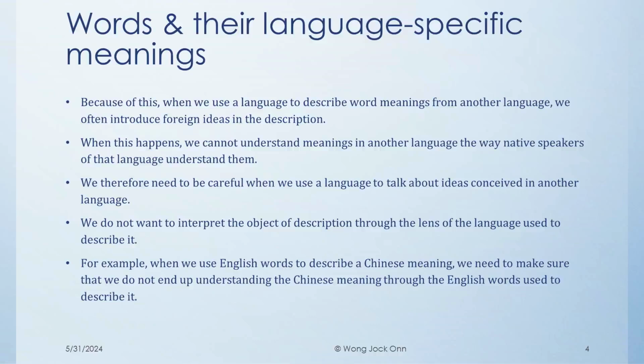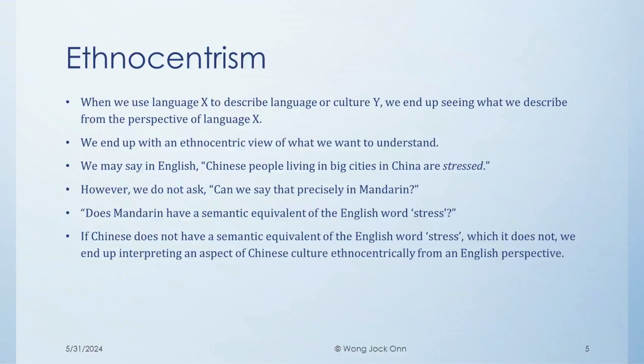For example, when we use English words to describe a Chinese meaning, we need to make sure that we do not end up understanding the Chinese meaning through the English words used to describe it. When we use language X to describe language or culture Y, we end up seeing what we describe from the perspective of language X. We end up with an ethnocentric view of what we want to understand.